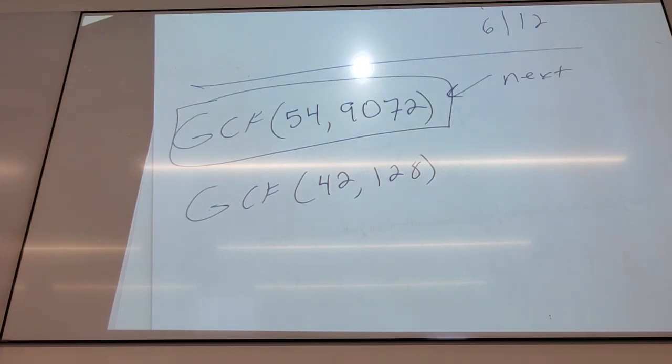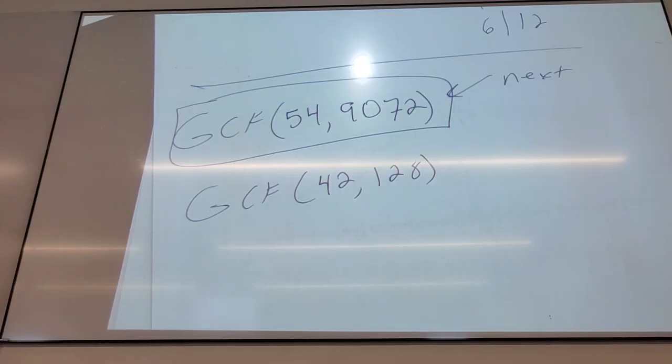We just figured out that if there is a number that goes into those numbers, it goes into their difference. Isn't that what we just said? So I'm going to take the difference and make 128 become smaller. Whatever the answer is, it goes into 42 and 128. You with me? Isn't GCF the biggest number that goes into both numbers? Okay. So whatever the answer is, it goes into both numbers.